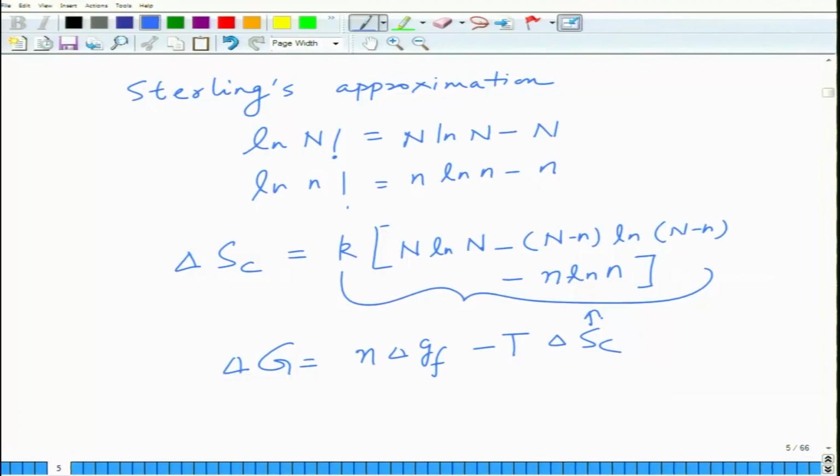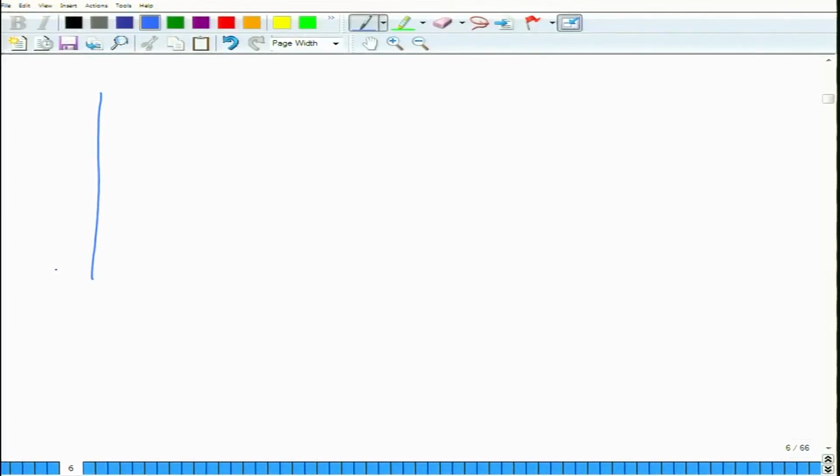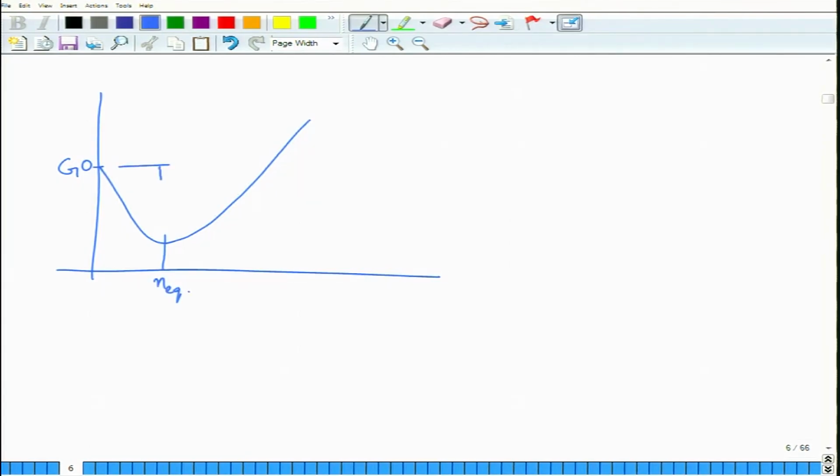For delta SC you will introduce this. Now, if vacancies are an equilibrium defect, it means the free energy must become minimum at a certain concentration. So, if you plot the free energy G as a function of vacancy concentration, the free energy must become minimum at a certain concentration. This is the equilibrium concentration n, and this should show a minimum. This is delta G min. If it is not a minimum, then it is not a stable defect.